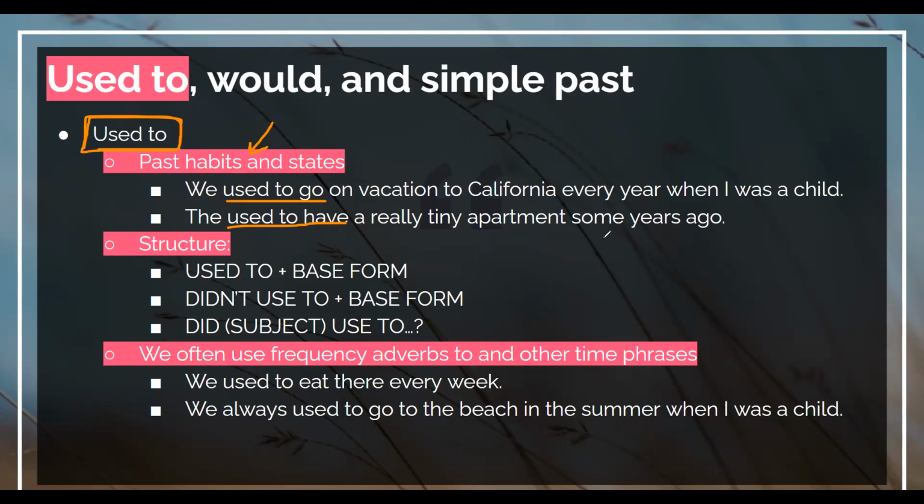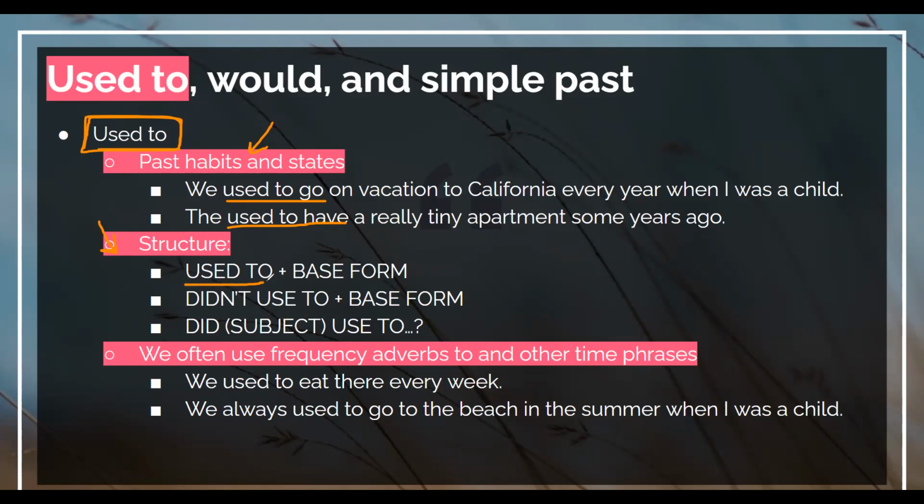You can usually identify state sentences with verbs like have, feelings such as hate, love, like. The verb to be, used to be, is always going to be a state, especially if you're describing something or a situation. And then a past habit will always be a verb that involves some kind of motion, some kind of movement. You have to be really careful with the structure.